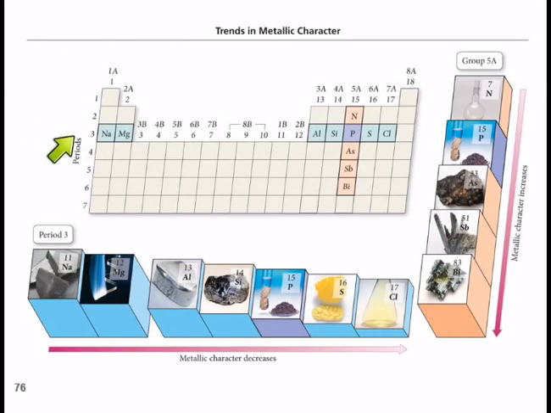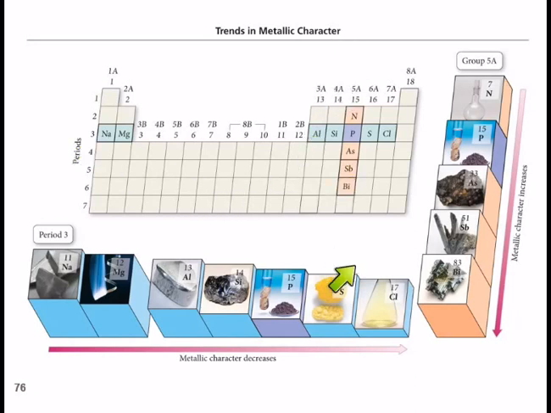If we're thinking metallic character, let's look at period 3. Here, sodium is a metal, magnesium's a metal, aluminum is a metal, silicon is a semi-metal, phosphorus is a non-metal, sulfur's a non-metal, chlorine's a non-metal. It tells you the trend. As you come across, they're going from metals to non-metals. Metallic character decreases as we go across. Aluminum has a lower metallic character than sodium does.